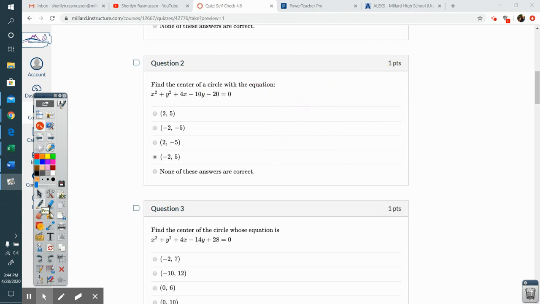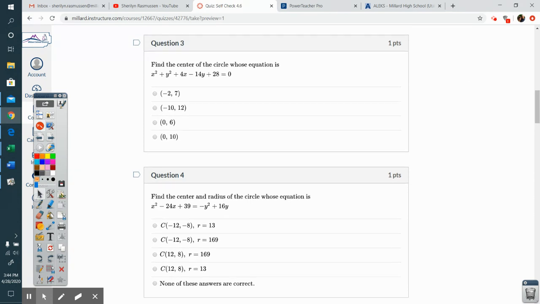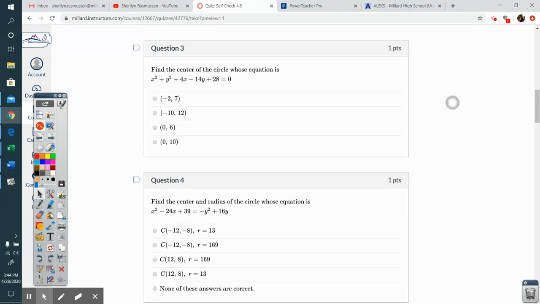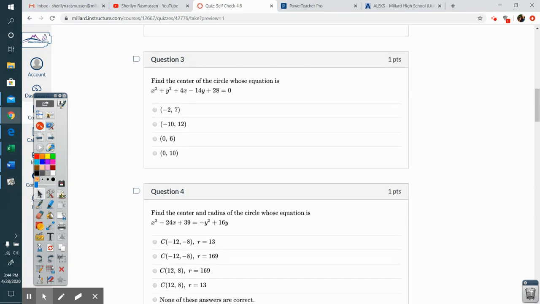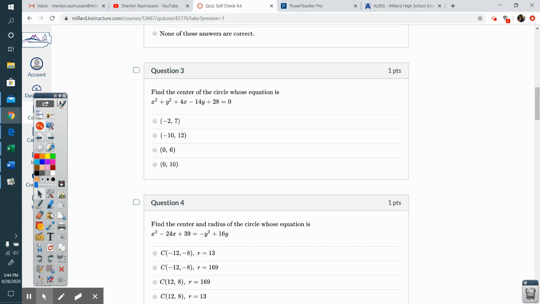I'll show you that a little bit later. When there's some that ask what the radius is, in fact, in question 4, we'll get to that. But we won't get there yet. We want to do this other example first.